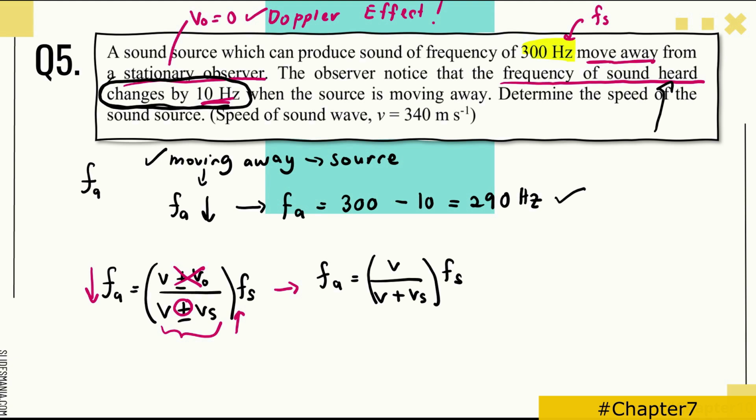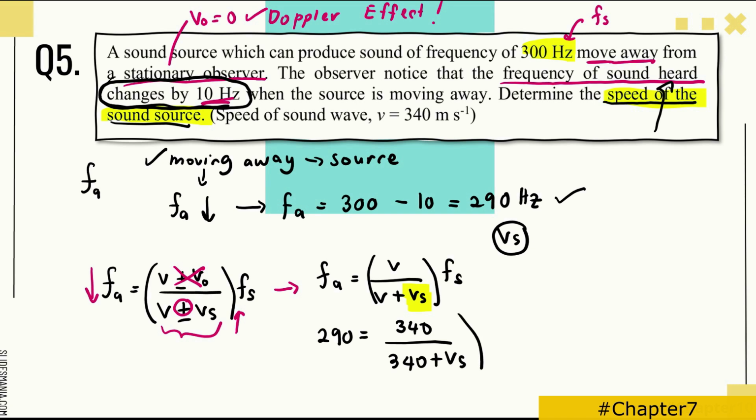We want to find the speed of the sound source, meaning that we want to find vs. So substitute all the values we know: 290 equals 340 over (340 plus vs) times 300. Rearranging the equation using your mathematical knowledge, you will get vs equal to 11.72 meters per second.